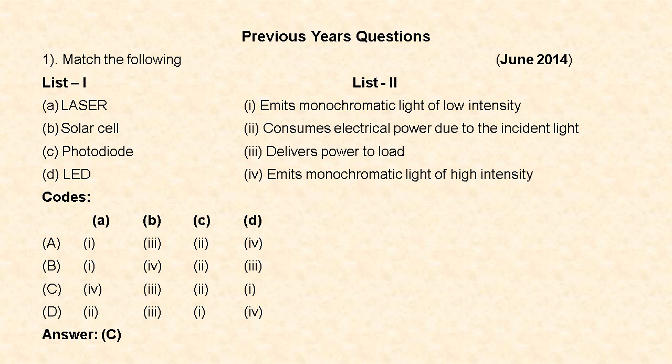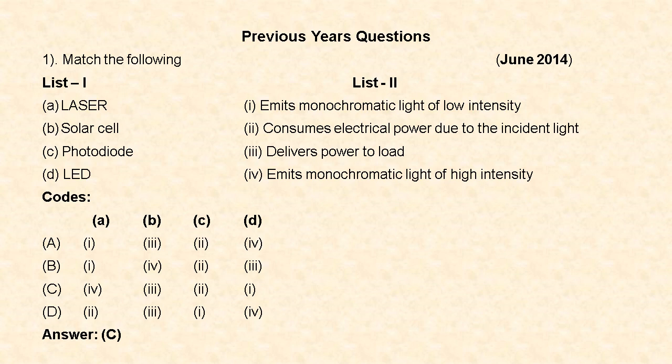Next, let us see the previous year's question. First question, this question was asked in June 2014. Laser. We know that laser emits monochromatic light of high intensity. Next, solar cell. Solar cell delivers power to load. Next, photodiode. Photodiode, it consumes electrical power due to the incident light.